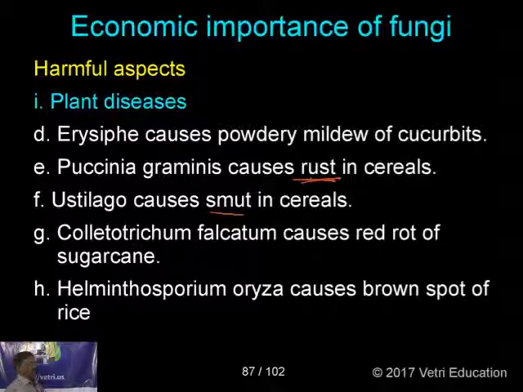Colletotrichum falcatum, I think you might have experienced in sugar cane. If you cut a sugar cane, you can find red streaks or red spots, and that is due to this Colletotrichum falcatum. It causes red rot disease in sugar cane and reduces the juice content and also the yield. Another one, Helminthosporium oryzae, causes the brown spot disease in rice and reduces the yield.